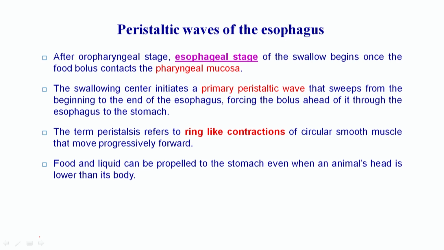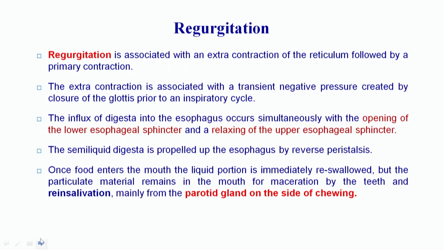Coming to the peristaltic wave of the esophagus, after the oropharyngeal stage, the esophageal stage of the swallow begins once the food bolus contacts the pharyngeal mucosa. The swallowing center initiates the primary peristaltic wave that sweeps from the beginning to the end of the esophagus, forcing the bolus ahead of it to the stomach. The term peristalsis refers to the ring-like contraction of the circular smooth muscles that moves progressively forward. Food and liquid can be propelled to the stomach even when the animal's head is lower than the body.